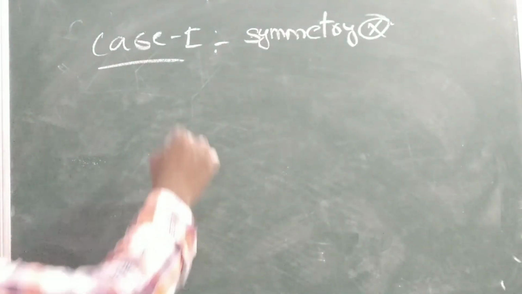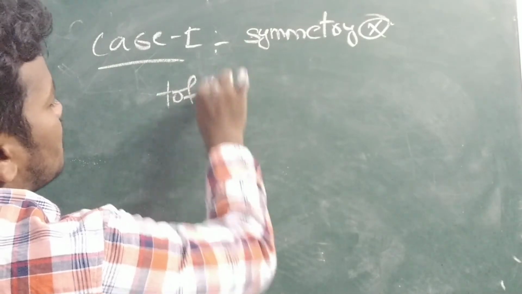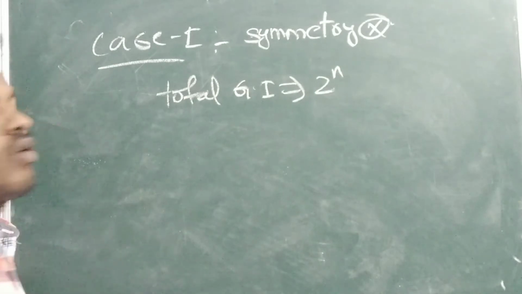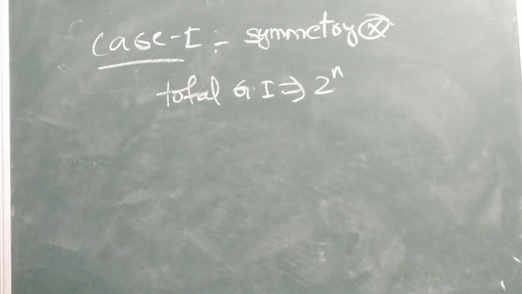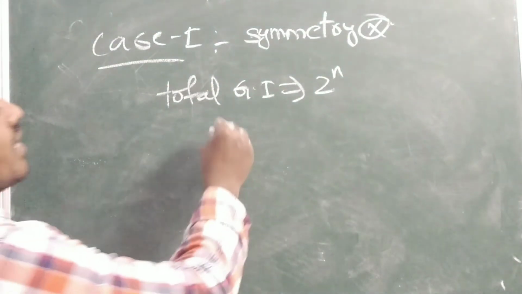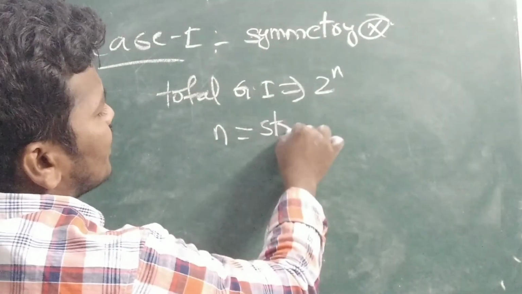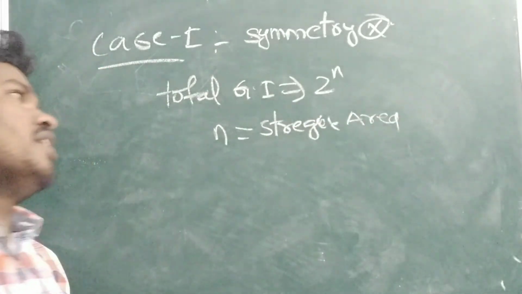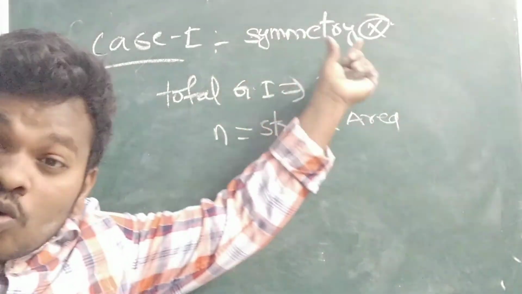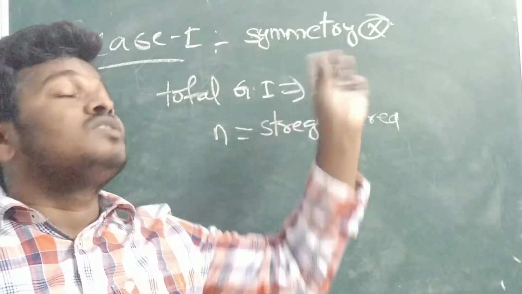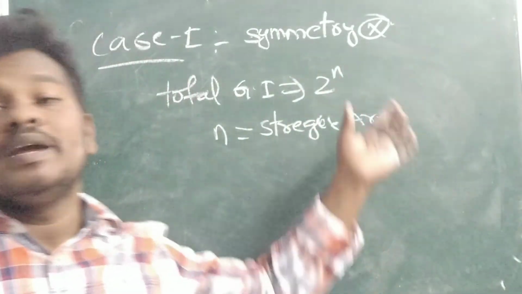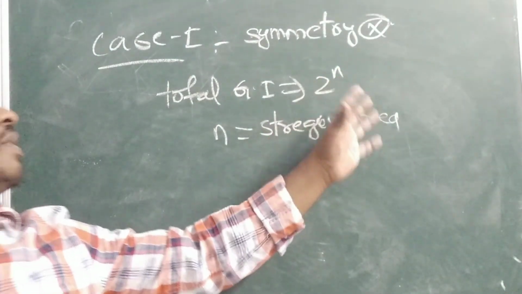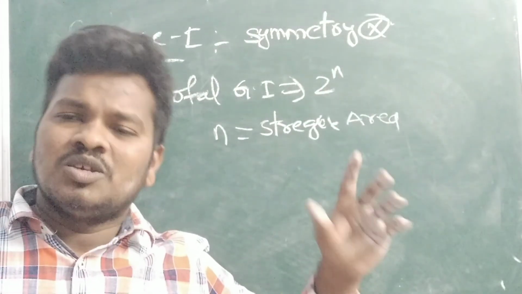Whenever symmetry is not present, the total geometrical isomers you can calculate with the formula 2 power n. Here n is nothing but the number of stereogenic centers, that is, where geometrical isomerism is exhibited, when the compound is not symmetrical.